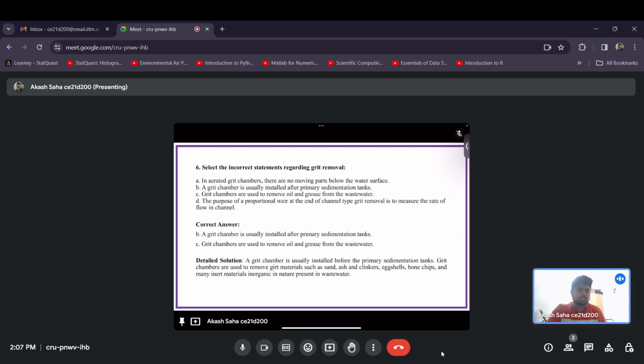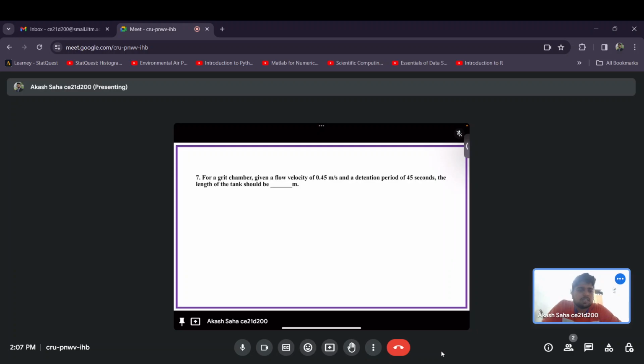Now we'll move on to the next question. It says that for a grit chamber, given a flow velocity of 0.45 meter per second and a detention period of 45 seconds, the length of the tank should be. So we have been given the flow velocity and the detention time. You have to find out the length of the tank. It's a pretty direct question. Just try and find out the answer. I will tell you the correct answer. You hardly require 10 seconds.